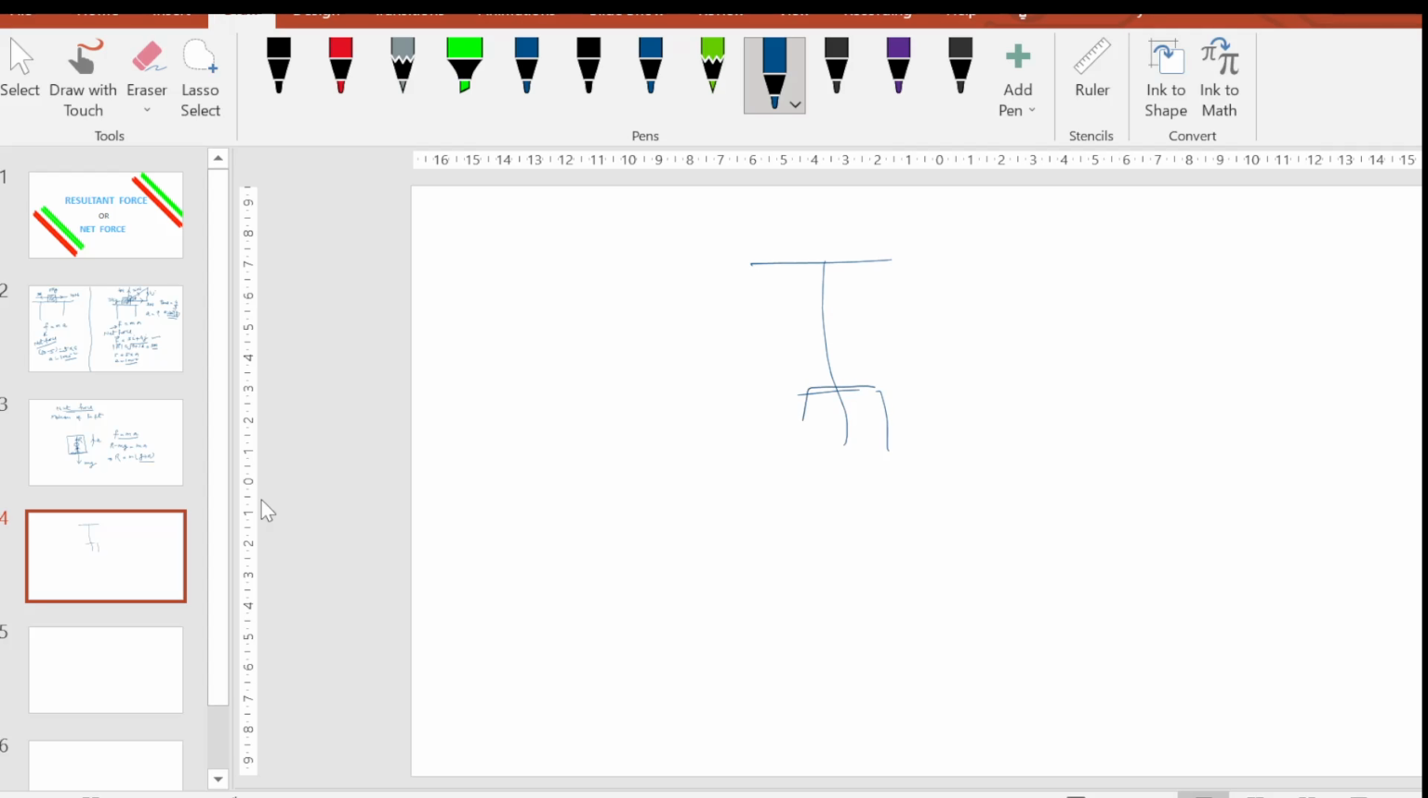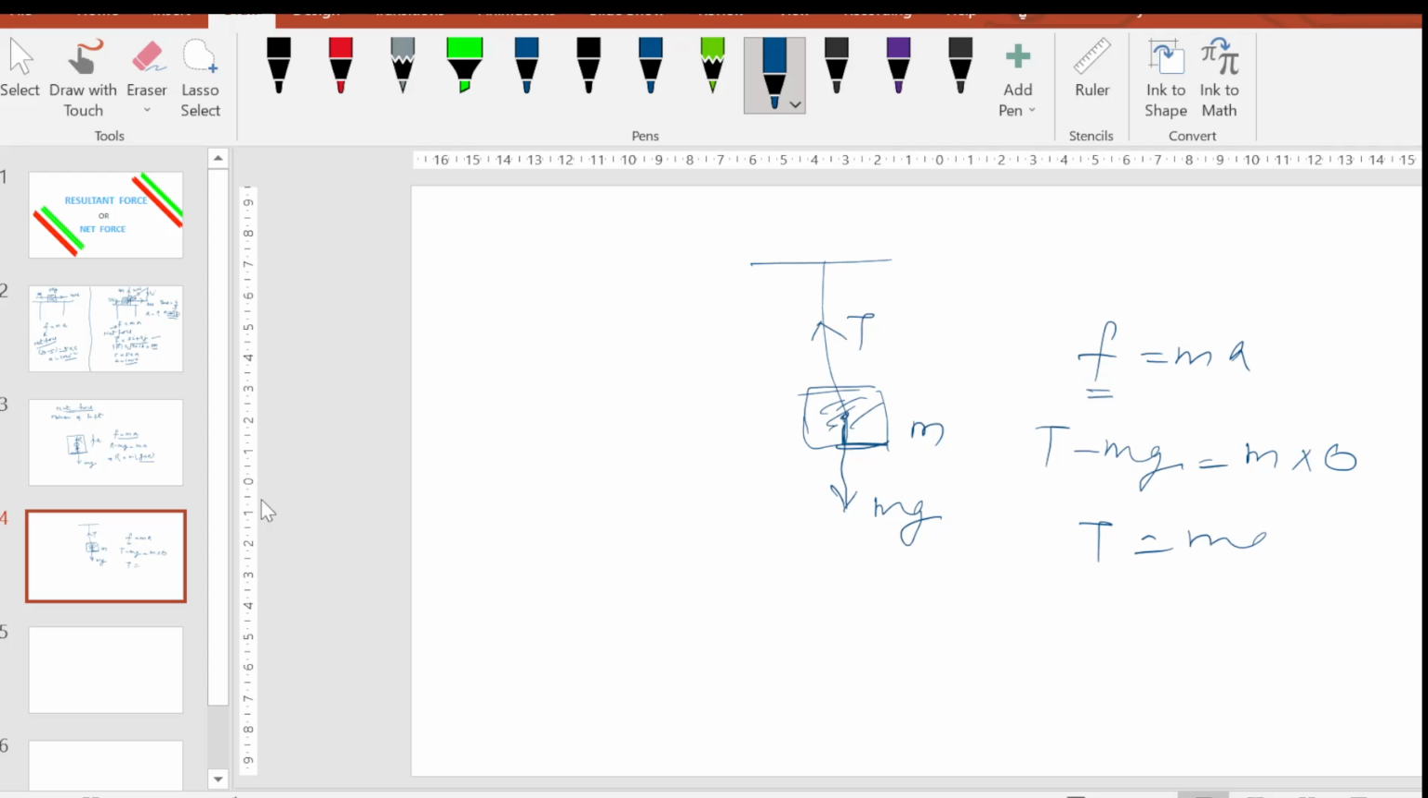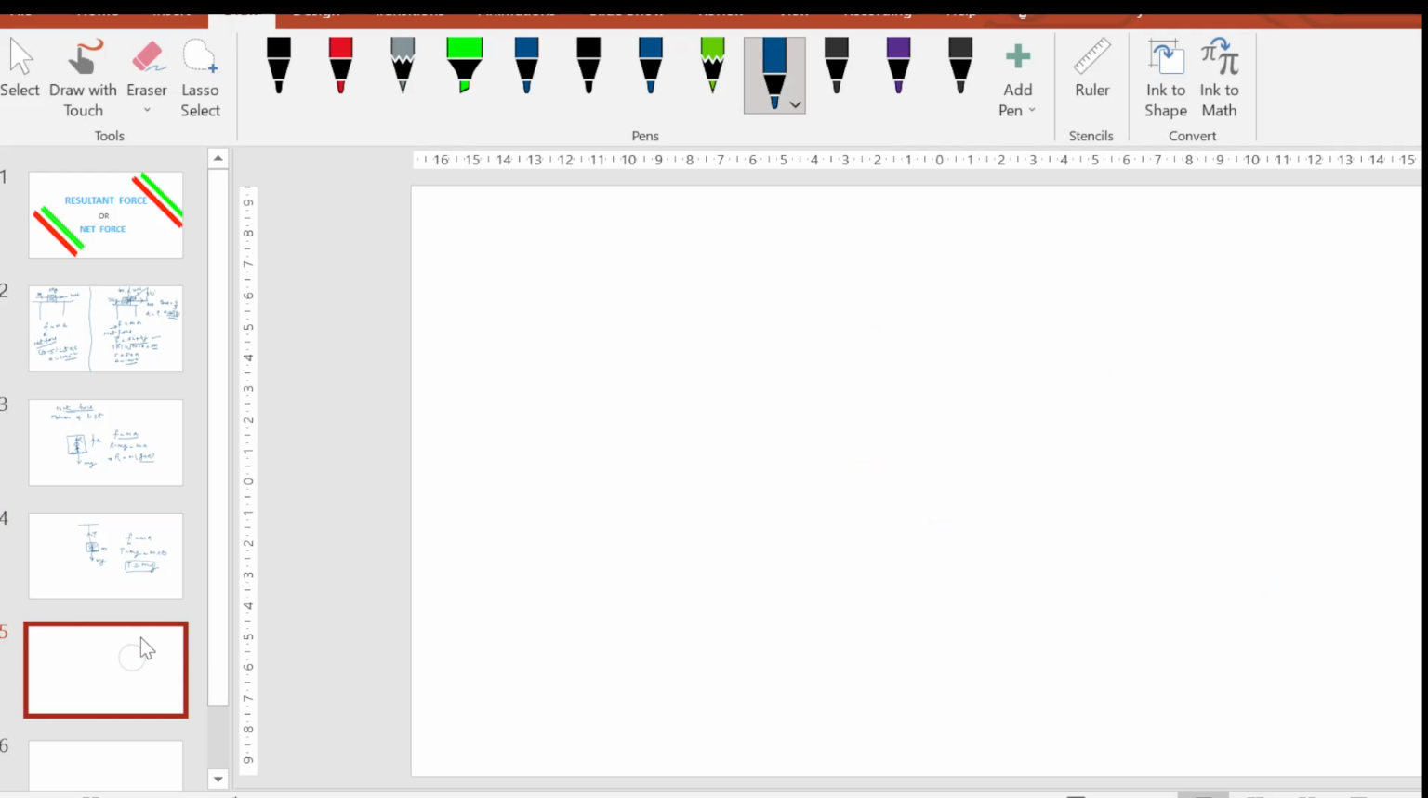Suppose one block is suspended with the help of a thread. What is the net force on this block? Suppose the mass of the block is m and the tension is T. The downward force will be mg. We can apply F equals ma here also. Net force on this is upward T, downward mg, so I can write T minus mg. What is the acceleration of the block in this case? Because the block is at rest, stationary, there is no motion, so it will be 0. So I can write T equals mg. Like that we can derive the equations by using net force. Wherever you have to apply the net force, you can easily apply it.